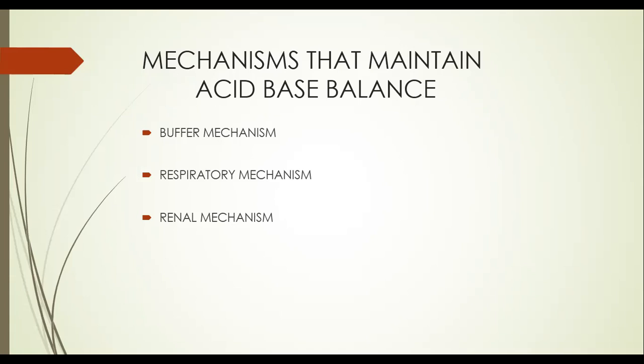Next is the respiratory mechanism. How does the respiratory mechanism maintain the pH of the blood? Okay, so the respiratory mechanism is the second line of defense mechanism. It takes some minutes to come into action. So how the respiratory mechanism acts is that the carbon dioxide is carried in the blood in the form of carbonic acid.